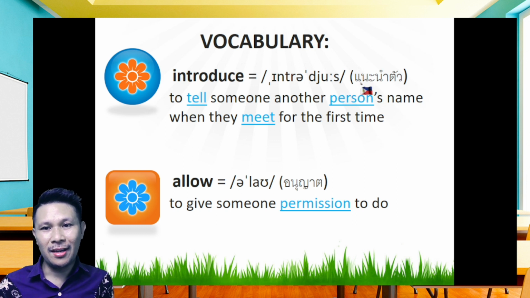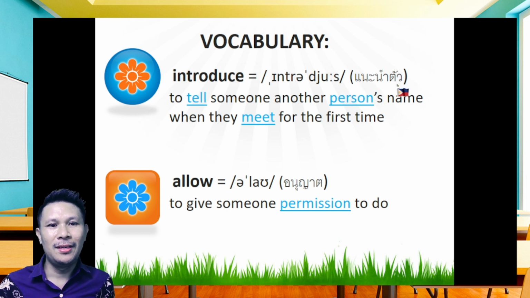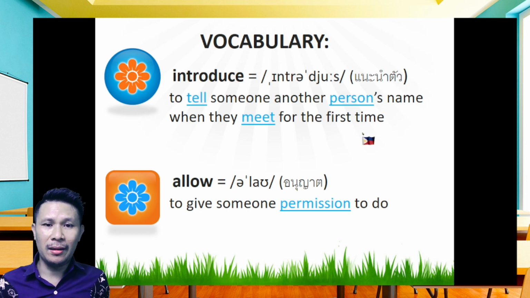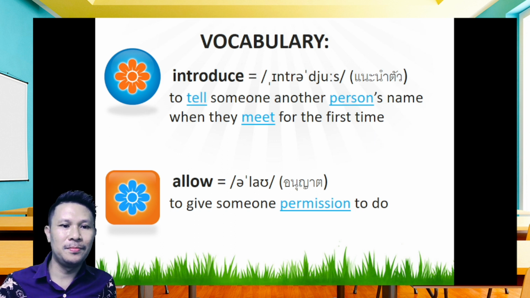Alright, in Thai, you can read this way. So, what's the meaning of introduce? Okay, to tell someone another person's name when they meet for the first time. Okay, when you meet someone for the first time, you need to introduce yourself.